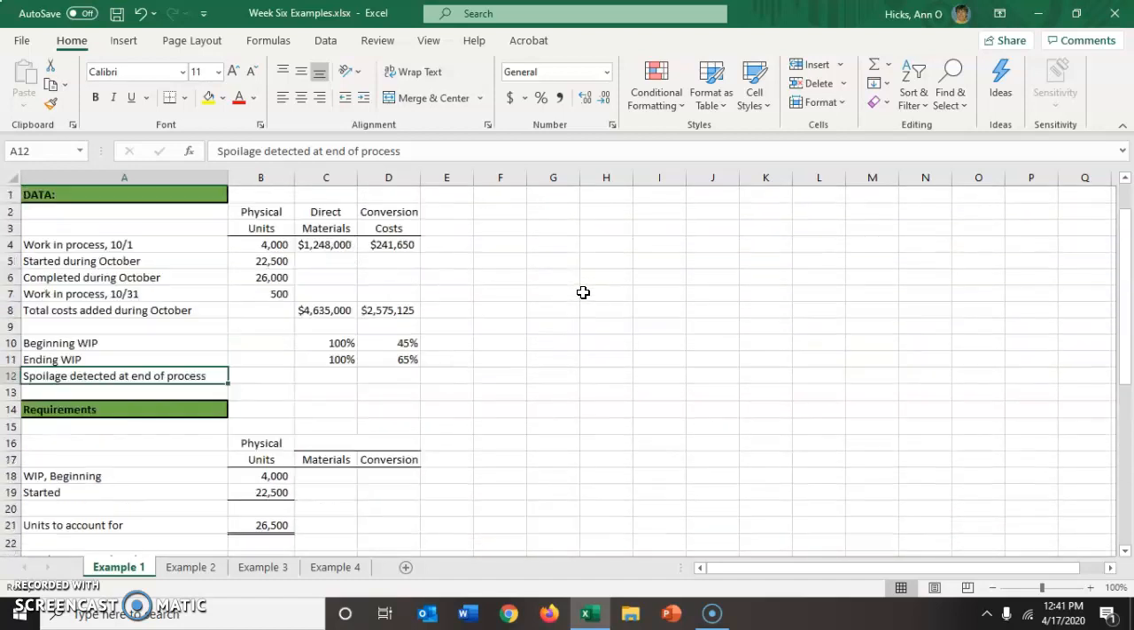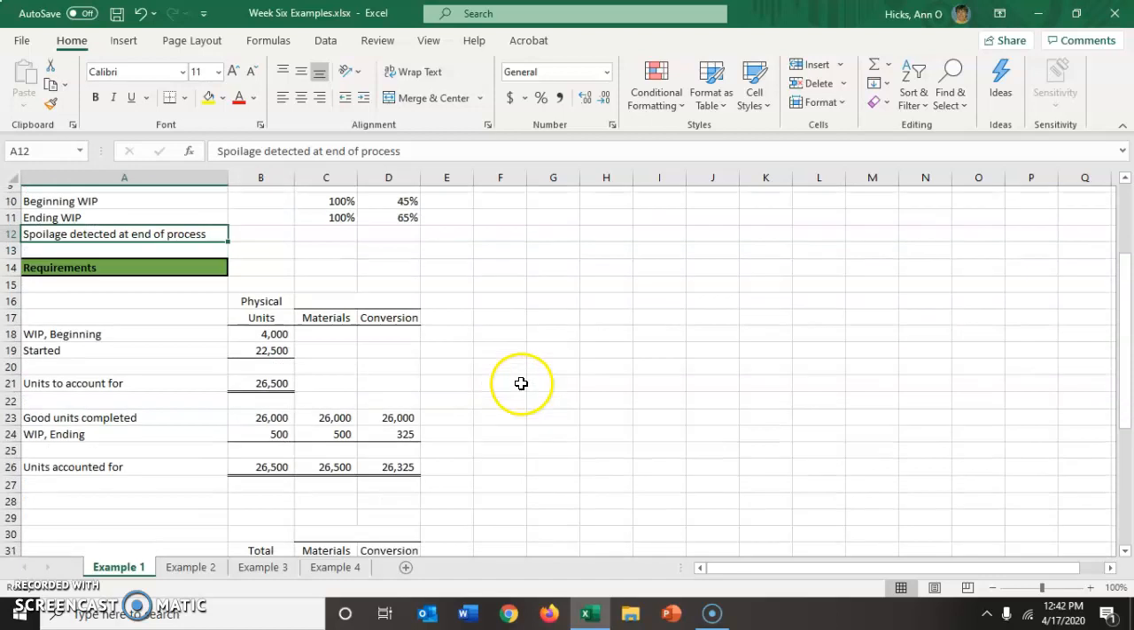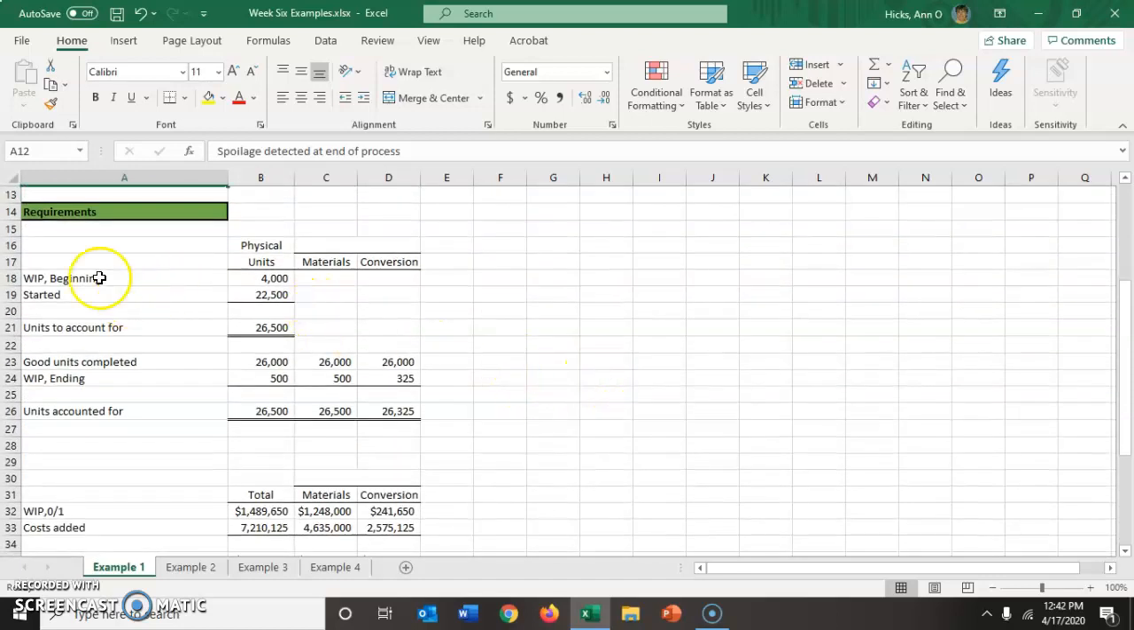Okay, so here's our goal. Our goal is to take all of these costs and determine how much in cost is associated with the 26,000 units that we completed and how much is associated with the 500 units that are still in work in process. So it's kind of a three-step process. Here's the first step, which is to determine equivalent units.